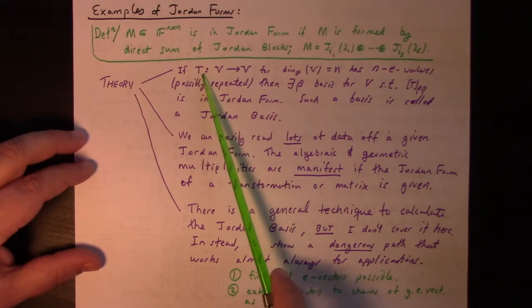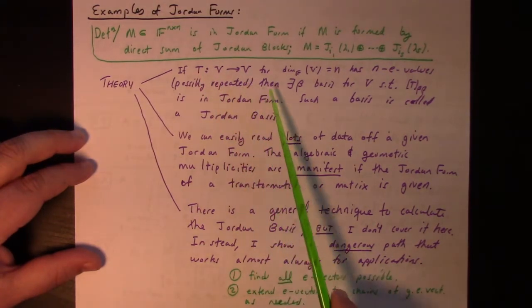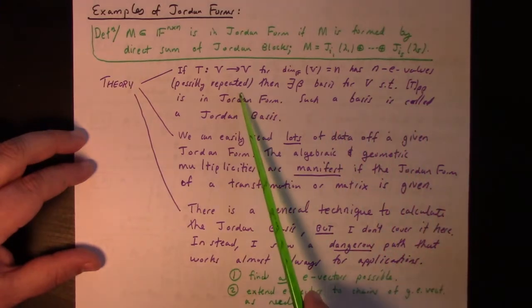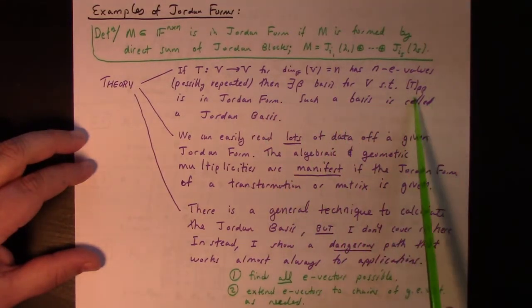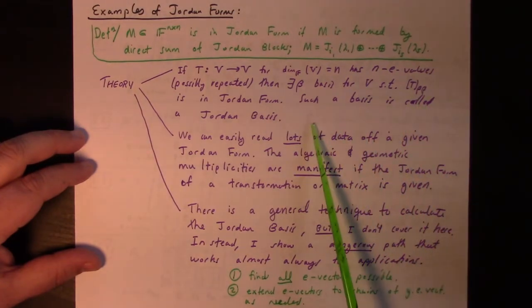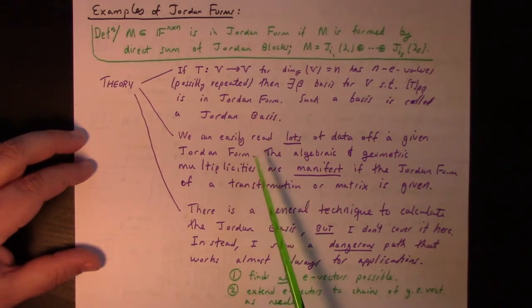The theoretical backdrop is, if we have a linear transformation on an n-dimensional vector space, and that linear transformation has n eigenvalues, possibly repeated, then the good news is that there exists a basis which will put the matrix of T into Jordan form. So that's a very nice result. Such a basis is called the Jordan basis for T.